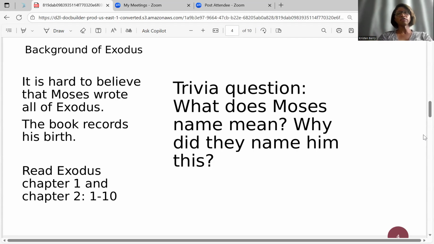But it's hard to believe that Moses would have had all of that detail, perhaps. He could have. Maybe he had some good folks that kept some records, but the book does record his birth and a lot of pivotal moments that happened around it. Okay, so I want you to read Exodus chapter 1 and Exodus chapter 2, 1 through 10, to get more of the background of Moses and his birth story.